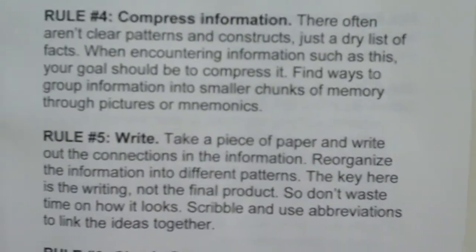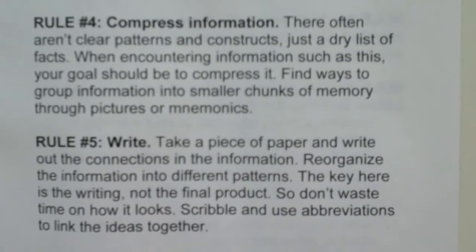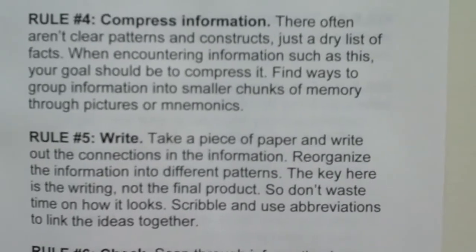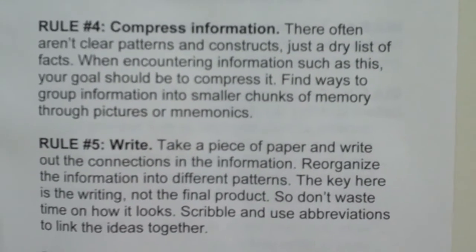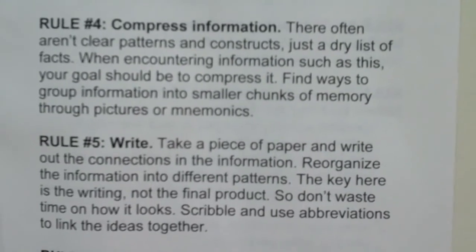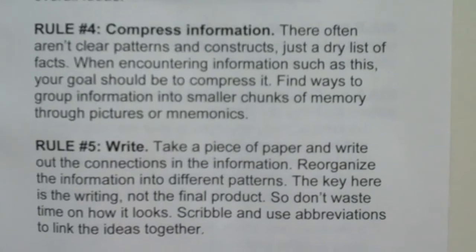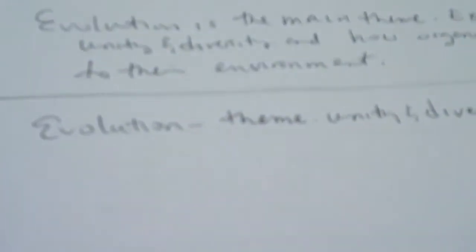Rule number 5 we really started to do already, and rule number 5 is that you need to write. Now people learn better in different ways. Some people like to see pictures, some people like to recite things, kind of hear themselves talk it out, but writing is a way that connects the information with your brain in a way that works for a lot of people. So what you want to do is link ideas together. So let's have a look at this. Here's an idea of how you might do that. We're talking about evolution, right?